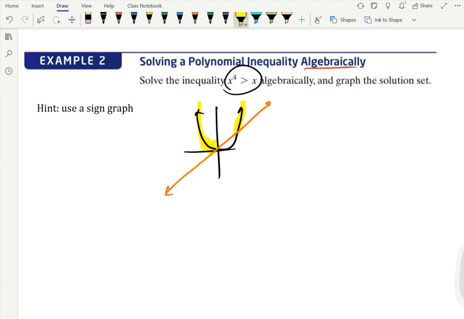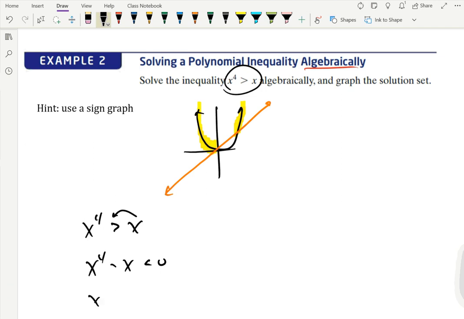So I'm looking for this region out here and this region here. Now, from a rough sketch, I really need a bit more detail because I don't know where those values are. But I can go ahead and solve this algebraically as well. So let's take a look. We have x to the fourth is bigger than x. What we want to do is compare this to 0. So x to the fourth minus x, and I'm going to need to move this x to the opposite side.